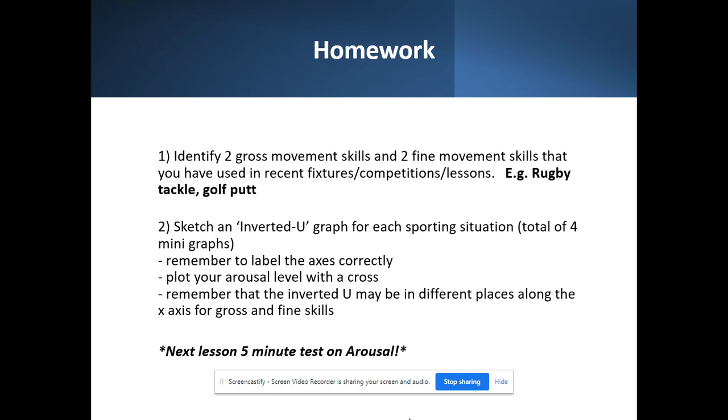I want you to label the axes correctly and plot your arousal level with a cross. Remember that the inverted U may be in different places along the x-axis for gross and fine motor skills. So 2 gross, 2 fine, and I want you to draw 4 of these inverted U graphs in your exercise book. It shouldn't take you too long, but you should be able to achieve this.